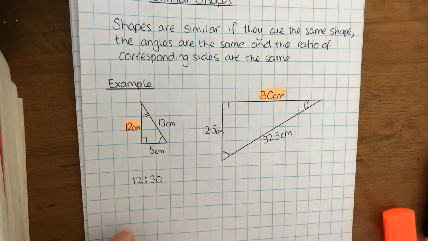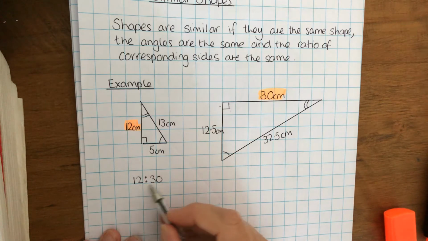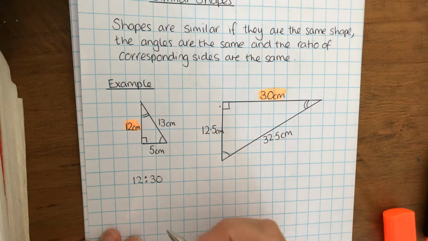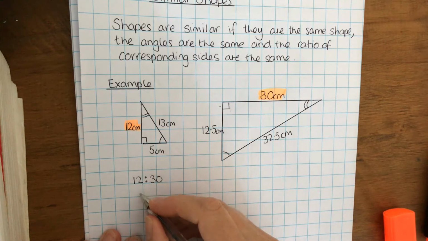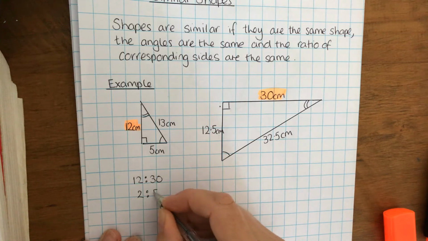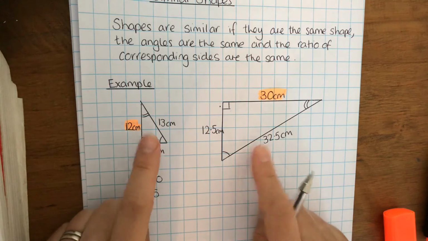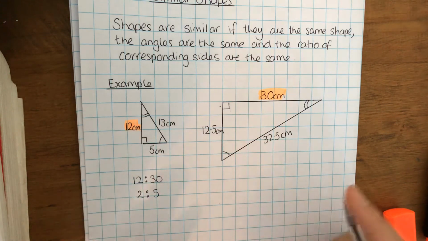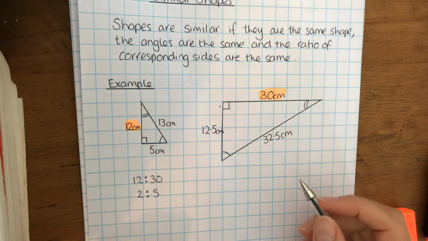Now where possible, simplify that ratio. So what times table are they both in? They're both in the 6 times table. 12 divided by 6 is 2 and 30 divided by 6 is 5. So these shapes are in the ratio 2 to 5. Let's just check that out with the other sides.